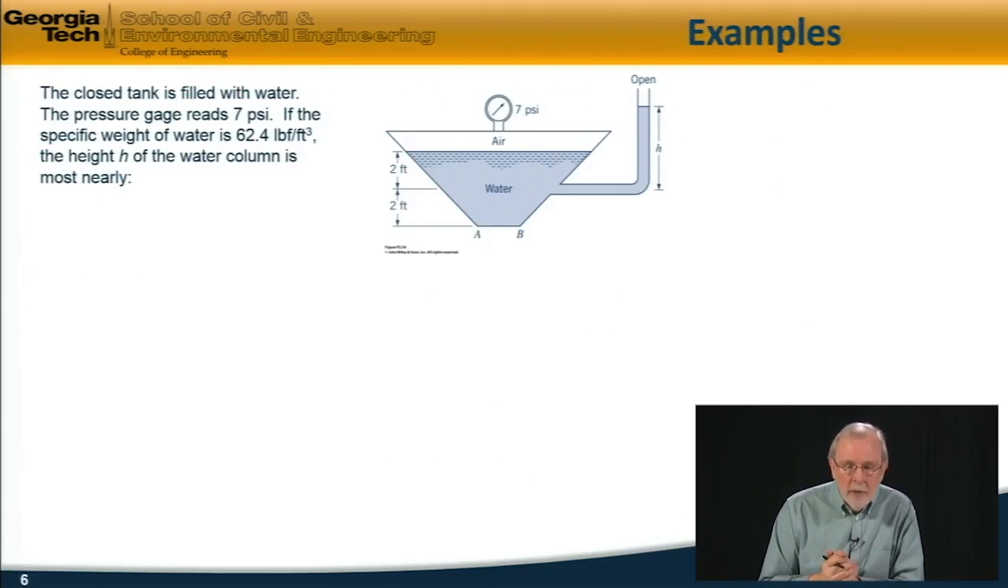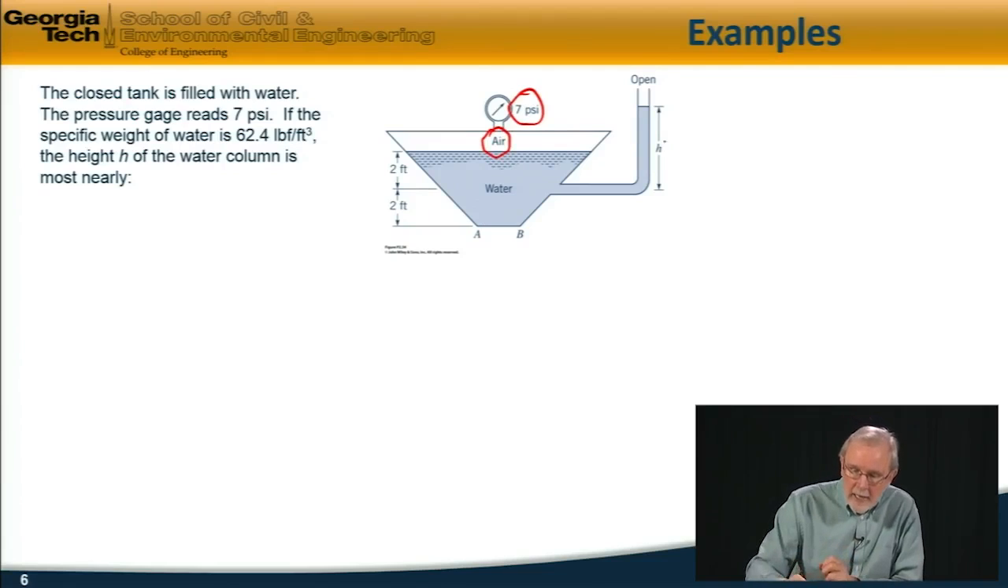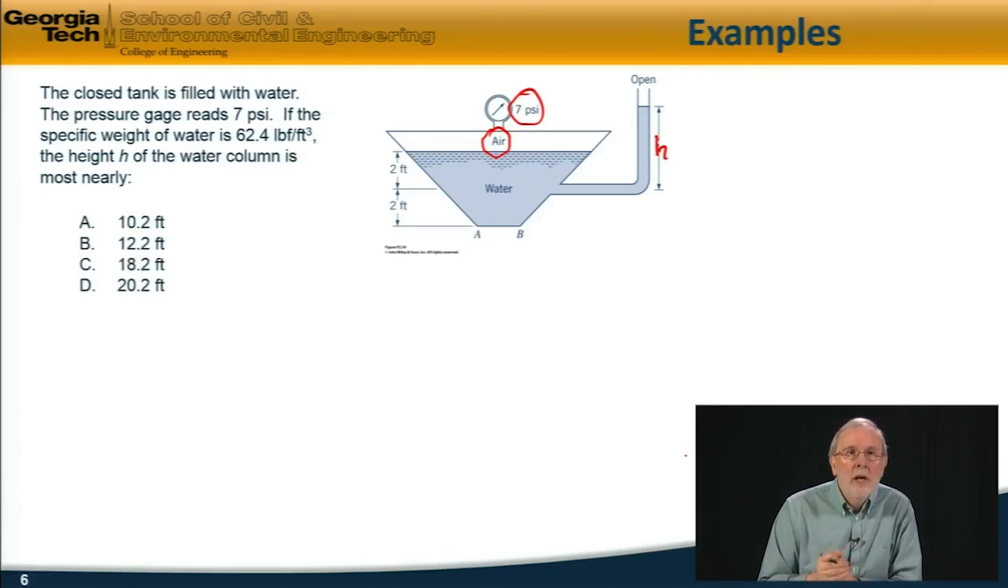Now let me do some numerical problems. In this case, we have a closed tank which is filled with water. Above here, we have air, and the pressure gauge is reading 7 psi. If the specific weight of the water is 62.4 pounds per cubic foot, the height h of the water column is most nearly which of these alternatives?